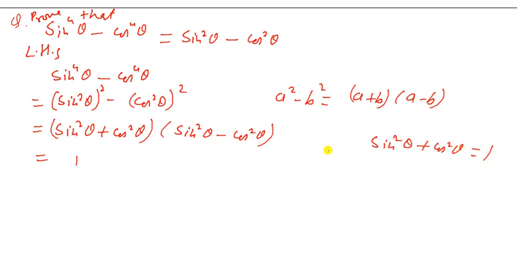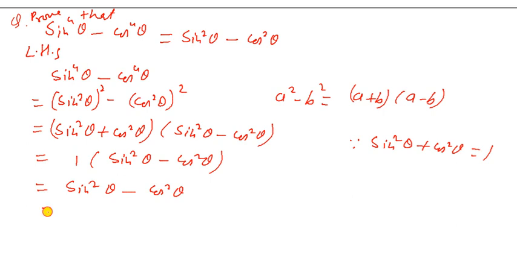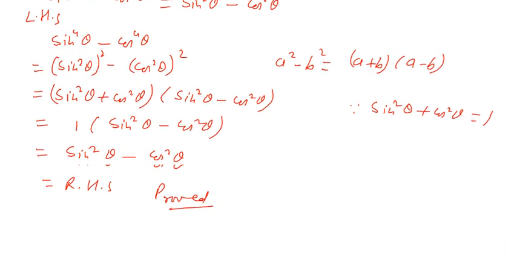As you know the formula, sin square theta plus cos square theta is the first formula. So you can write here 1, and we get sin square theta minus cos square theta. So it is sin square theta minus cos square theta. That is the right hand side of the question, and hence proved.